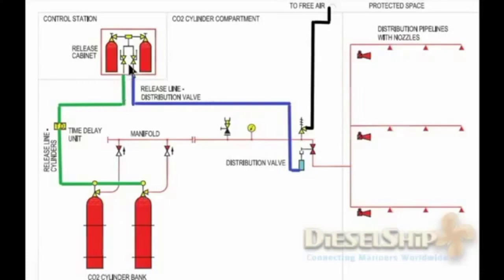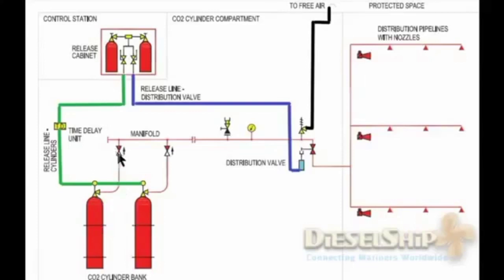So, as the chief engineer opens, the CO2 opens the main distribution valve. This also has a limit switch. So this limit switch gives an indication that the main distribution valve is opened, and after the time delay, the main CO2 bottles corresponding to the engine room have also been opened.